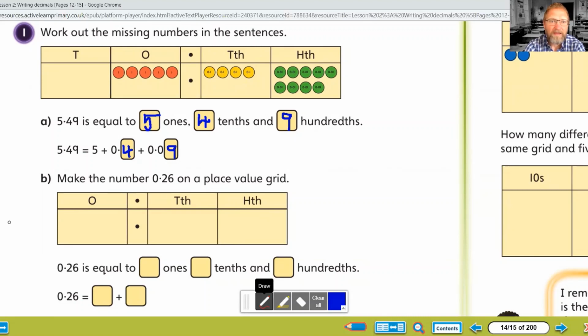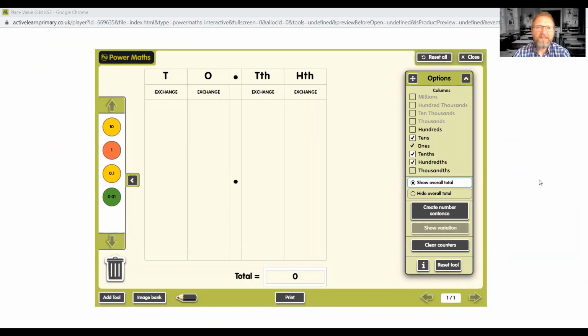And below, can we make the number 0.26 on the place value grid? Well, this is what it would look like on the grid. So we want to make 0.26. Well, obviously, that means there's nothing in the ones column. And we want to add 2 tenths, 0.2. And you can see underneath that has come up as 0.2.